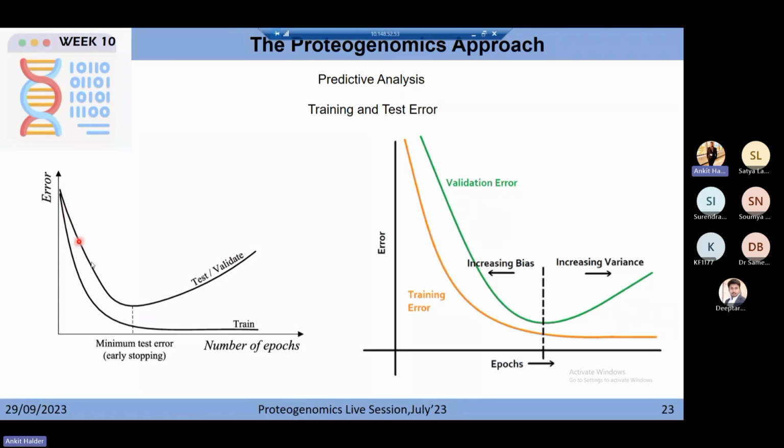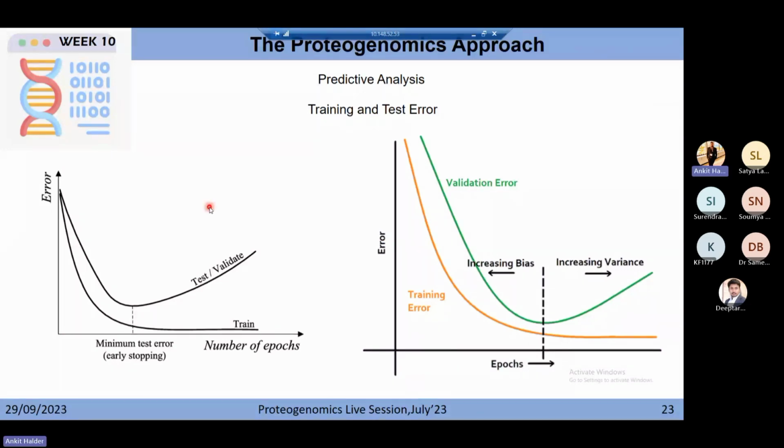You can see that the error is decreasing. At a certain stage the training still has some error, and if you go on training your model, after a certain point the error on your test set will go on increasing. Here on the left side you have increasing bias, and here you have increasing variance. So you need to stop your training at this certain point, so that you get the minimal error in your test data set.